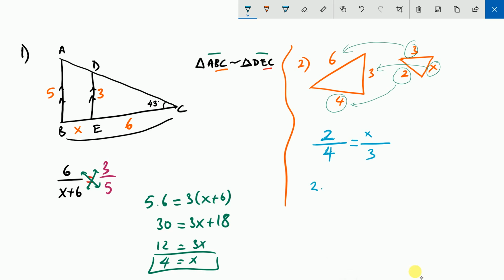So 2 times 3 equals 4 times x. So 6 over 4 will be x. After simplified, it is 3 over 2. x is 3 over 2.